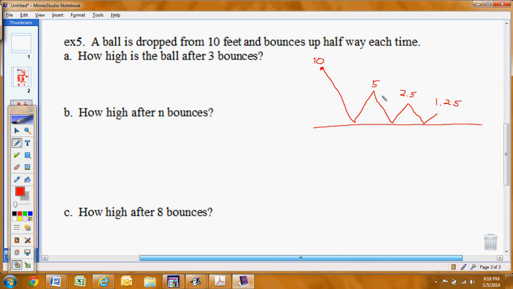What kind of sequence is it? Is it arithmetic or geometric? Well, if we're going from 10 to 5 to 2.5 to 1.25, we're multiplying by 1/2 each time. So it's geometric. Well, it says how high after 3 bounces.